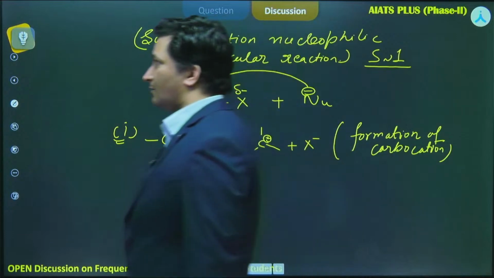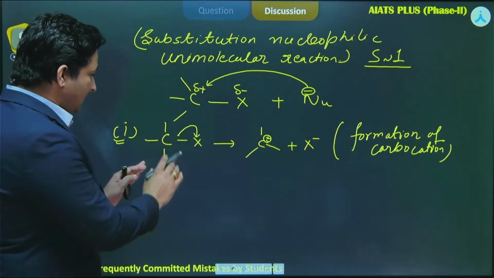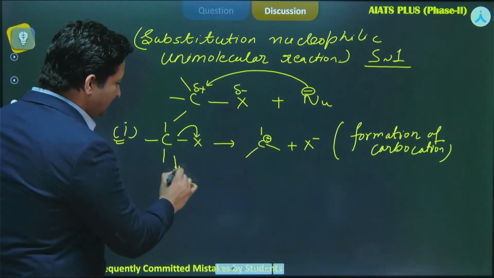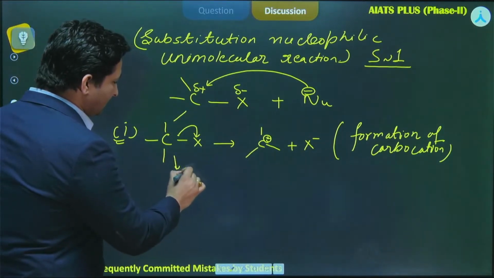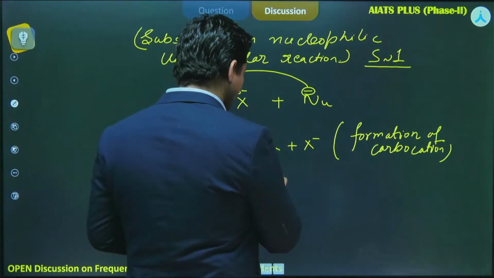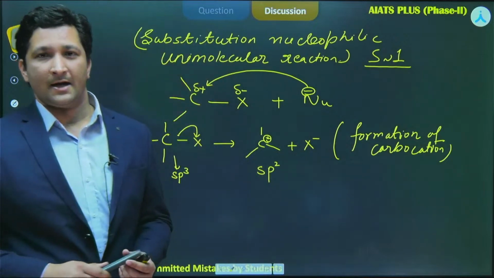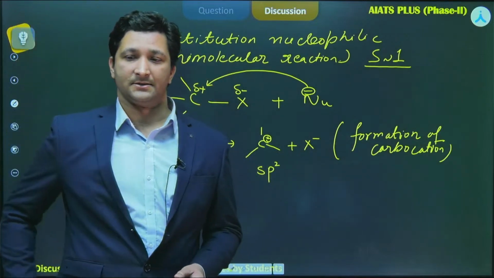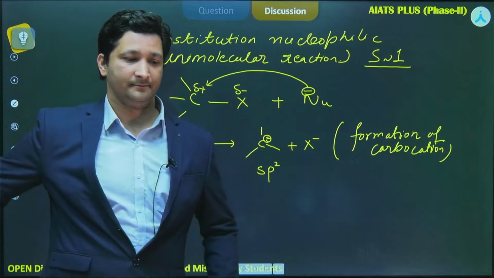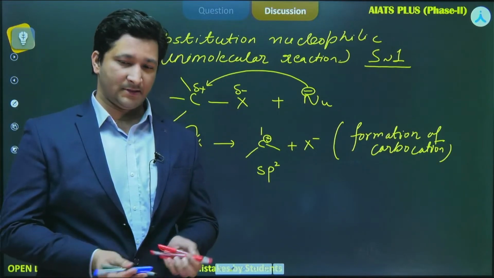Now, one thing you have to understand here is that the carbon here is sp3 hybridized, and when this carbocation has been produced, the carbon is sp2 hybridized. If you want to look at the real mechanism, I will show you one thing here. Suppose we have these three bonds.